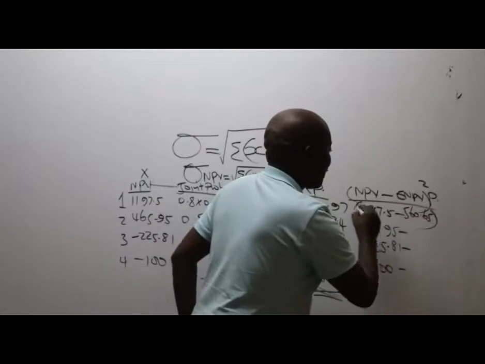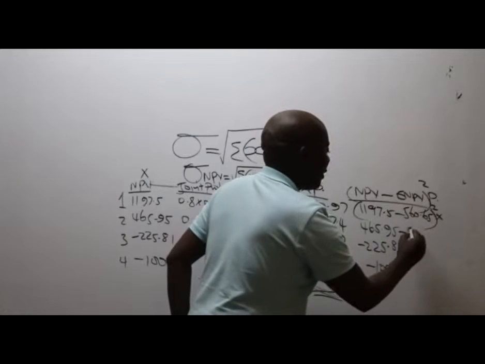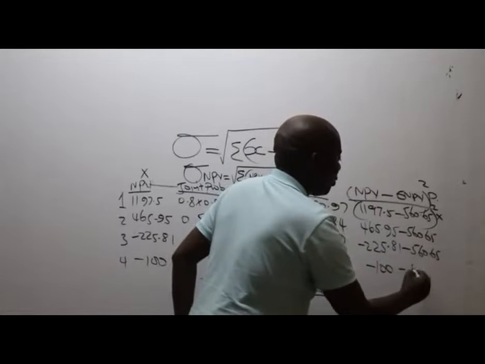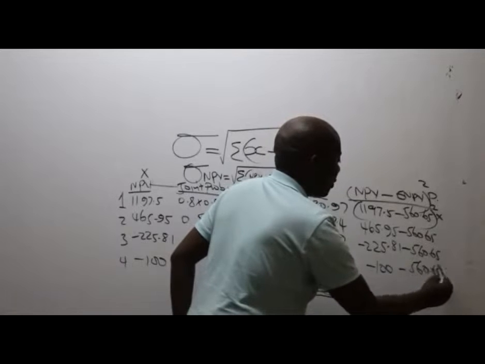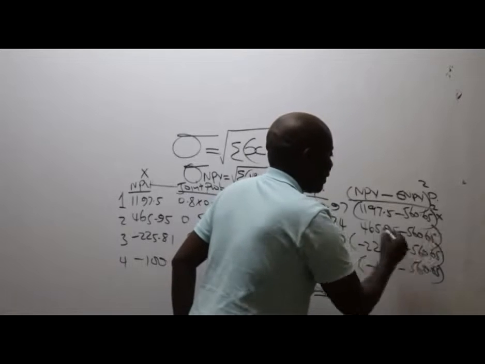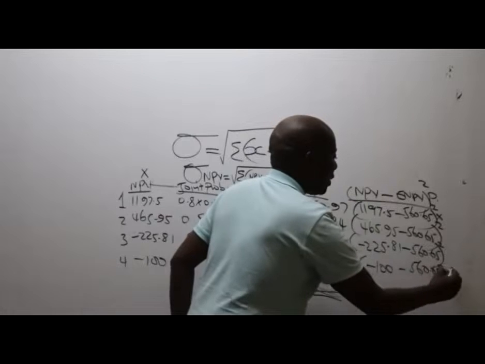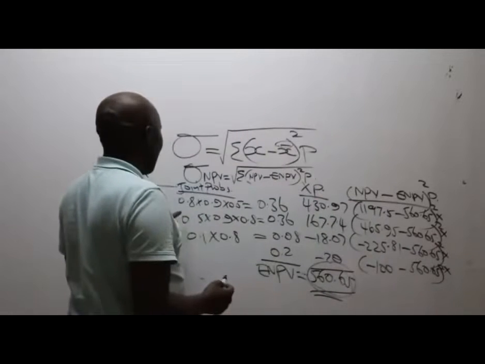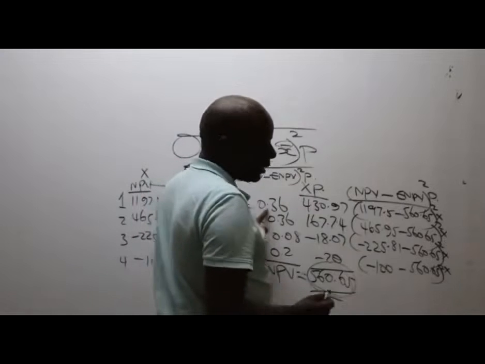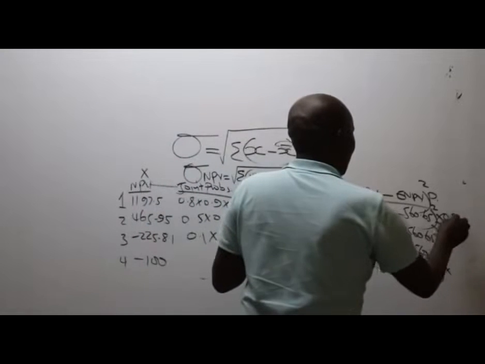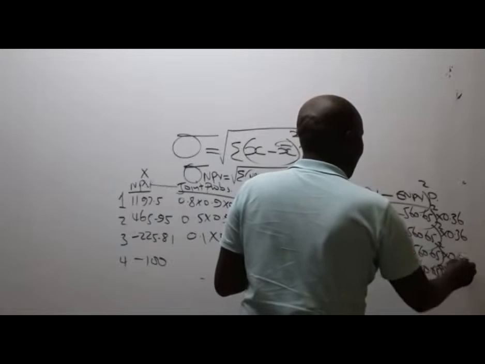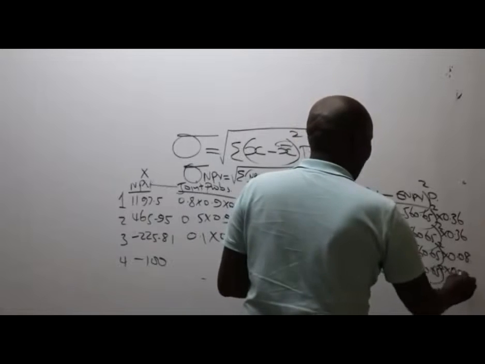So this one is supposed to be 560.65. I'll have to square it, times the probability. 560.65 will be applicable all through, like that. You square, times the probabilities, like that. And the probabilities have been given. You remember the joint probabilities, these ones here: 0.36, 0.36, 0.36, 0.08, 0.2, like that.